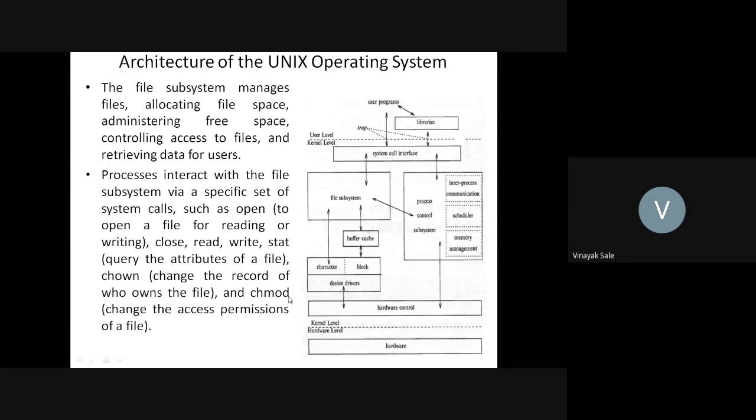Similarly, there is chmod, that is change mode, for the access permissions. The access permissions are read, write, and execute: r for read, w for write, and x for execute. If it is a directory, then it is written with a d.